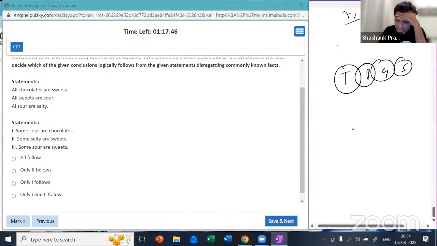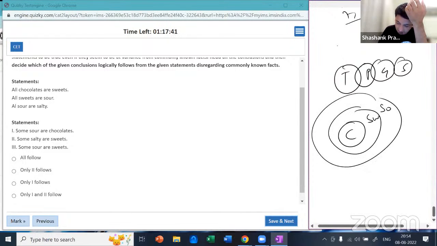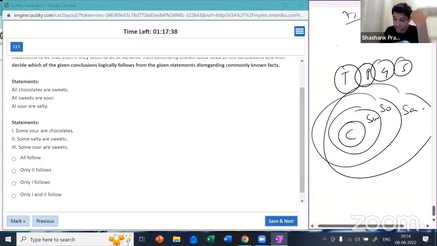ठीक है. All chocolates are sweets. All sweets are sour. All sour are salty. Very good. Some sour are chocolates. Yes. Yeah. Some salty are sweets. Yeah. Or some sour are sweets. Yeah. So all three follow.